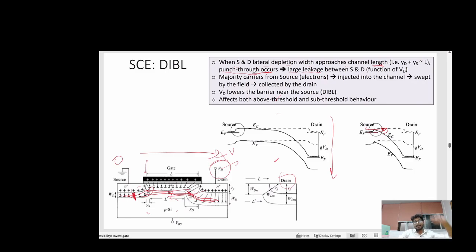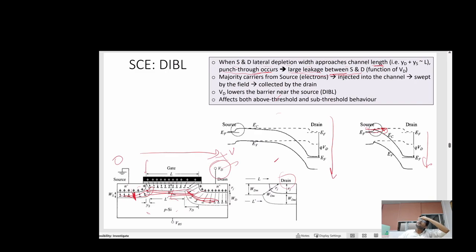But sir, there will be a notch in the source. So a little bit of voltage is there? The notch will go off if you apply more voltage. That will go off. Okay, this is just what I showed. So there is large leakage between source and drain.